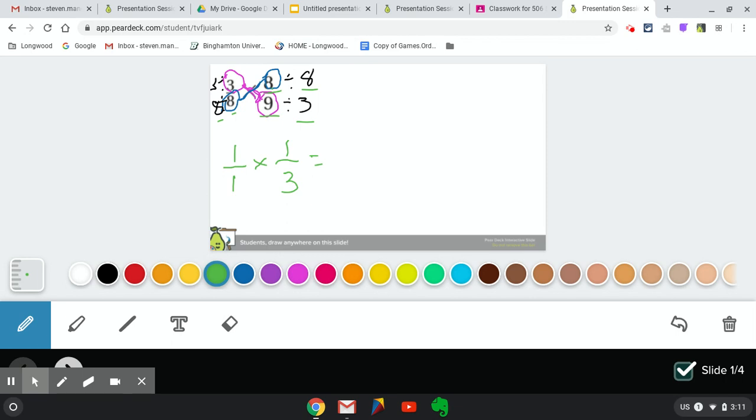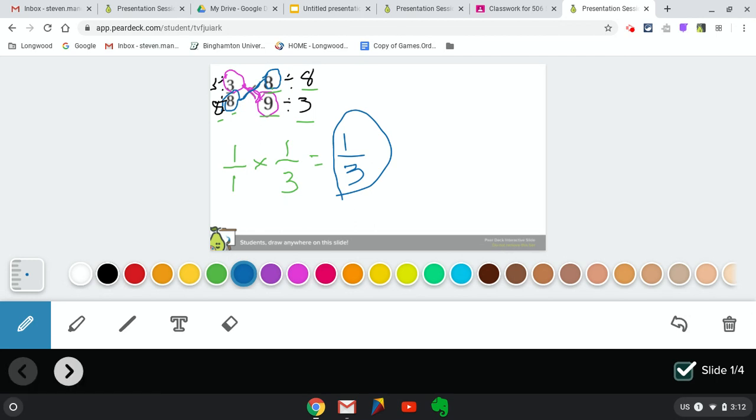So I have numerators to multiply. 1 times 1 is 1. I have denominators to multiply. 1 times 3 is 3. And look at that. We got the same answer, and we got to work with smaller numbers to make it a little bit easier for ourselves. So let's take a look at doing another one like this. And I'm going to do it in this way for you as well.